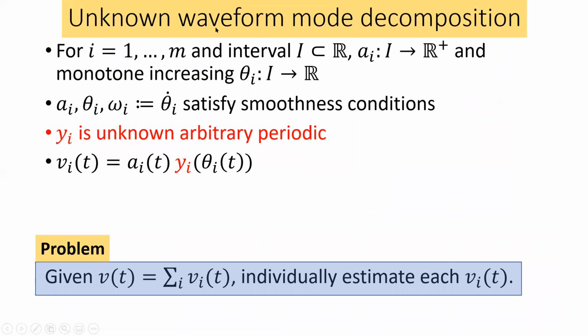So moving on to the unknown waveform variant of mode decomposition, we assume that the waveform is now unknown. And now when we ask to individually estimate each mode, not only do we have to estimate the amplitude and the phase, but we also have to estimate the waveform. Now in the defense, I was asked about the well-definedness of this construction. One way to ease concerns is to say that yi is scaled and dilated such that it has a unit base Fourier coefficient.